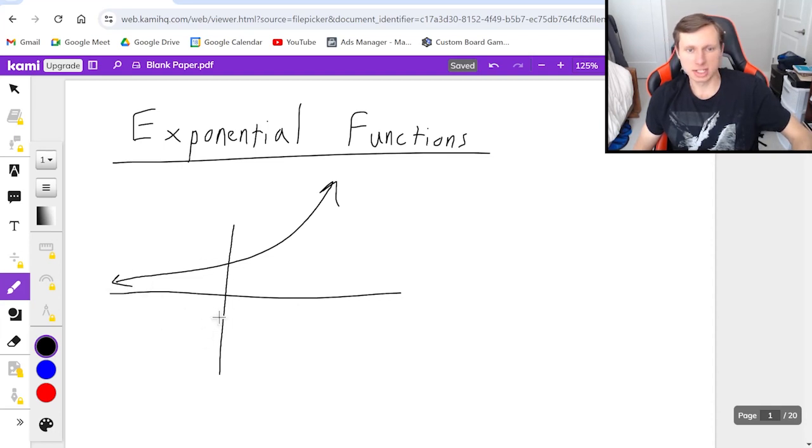They never cross the x-axis, or at least if you want to cross the x-axis, you need a transformation of some sort. And these functions are also famous because they have a horizontal asymptote at the line y equals 0, which means the left part right here will approach but never touch my blue dotted line, the asymptote.